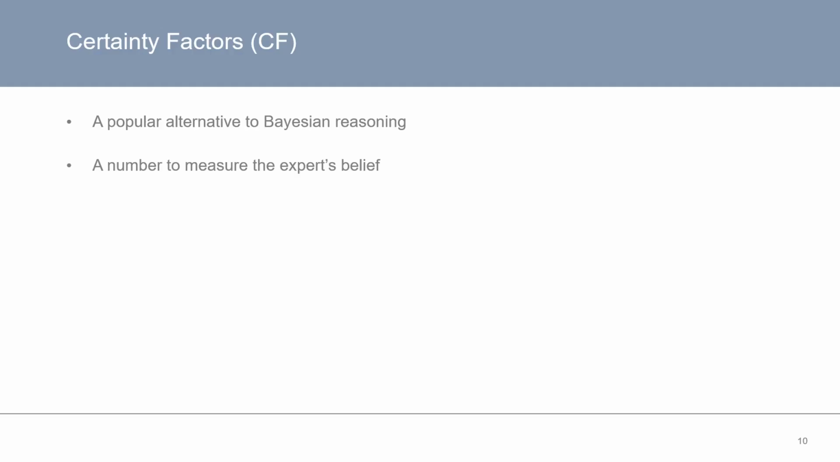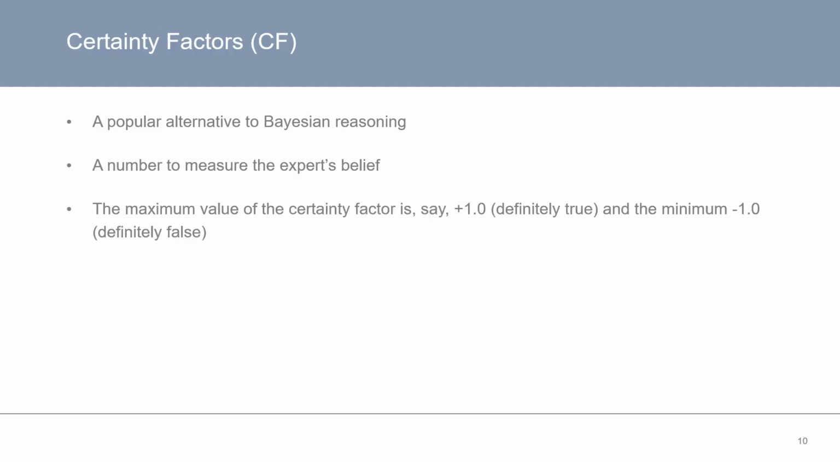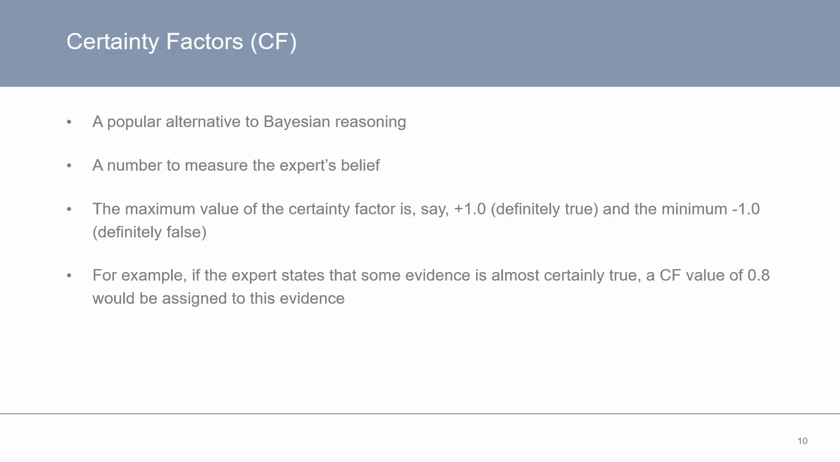Certainty factors are effectively just a number that measures the expert's belief, where the maximum value of a certainty factor is typically +1 for definitely true, and the minimum value might be -1 or definitely false. For example, if the expert states that some evidence is almost certainly true, a certainty factor value of 0.8 could be assigned to this evidence. Importantly, certainty factors are not the same as probabilities, but of course they're conceptually and intuitively related.